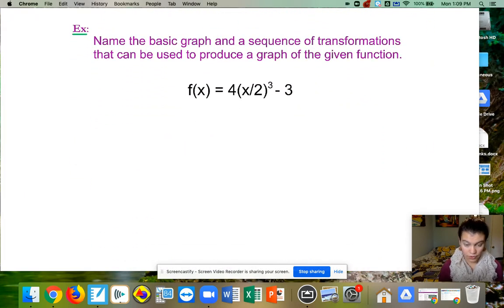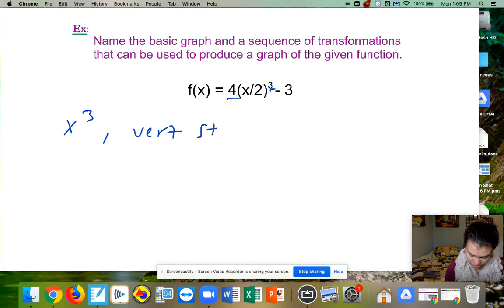Okay, so now we have a function. We want to figure out what was the basic original function from our 12 basic functions, and then what transformations happened to give us this function. So we have a cube right here. So your original was x cubed. And then I have to list what we did. So out here, that's a vertical stretch.